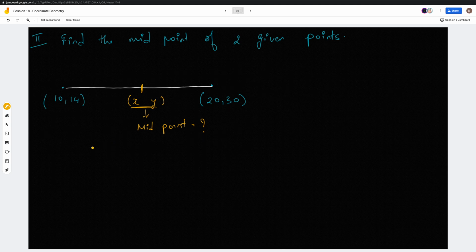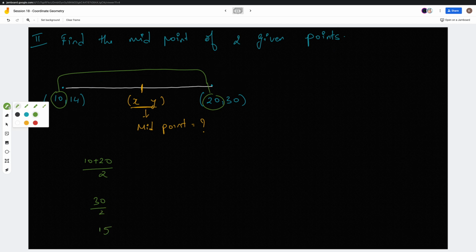The simple way to find out is, let me take another color. You take the green part, the x coordinate of this one and the x coordinate of this one, right? You add both of them. What is 10 plus 20? Let me write 10 plus 20 divided by 2. 10 plus 20 is 30 divided by 2, that is nothing but 15.